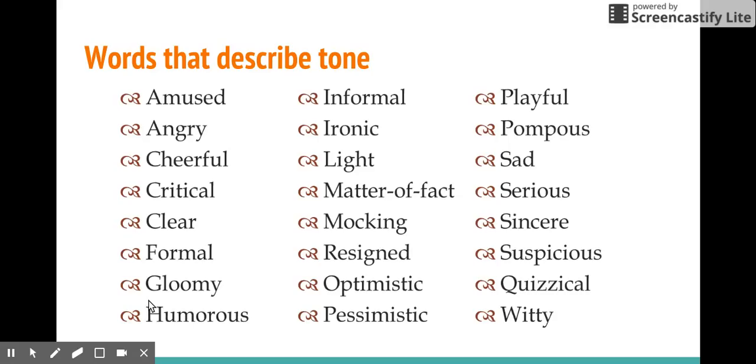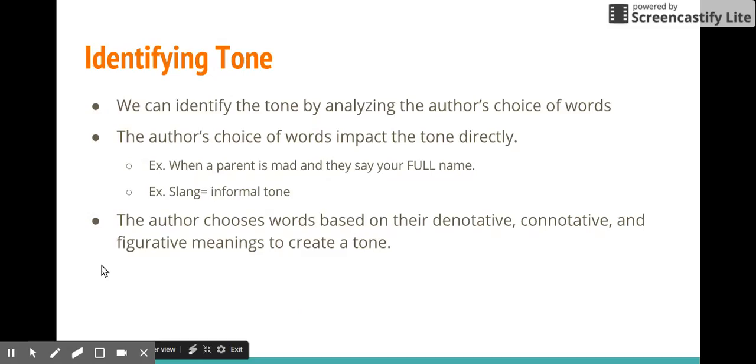Now, here are some words that you can use to describe tone. These aren't all of them, okay? These are on your notes. These are a few, so you might want to get familiar with describing tone with some of these words. Now, we can identify the tone of an author's voice by analyzing what words they choose, okay? The author's choice of words, or diction, that's another way to say author's word choice, impacts the tone directly.